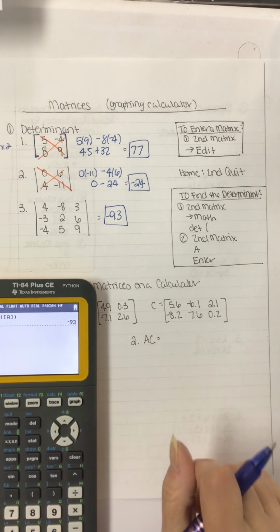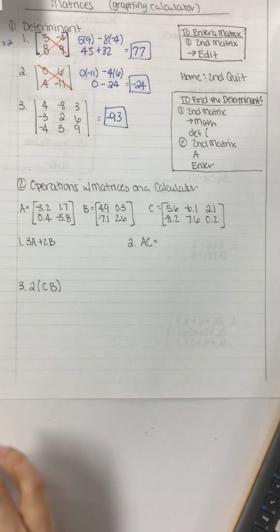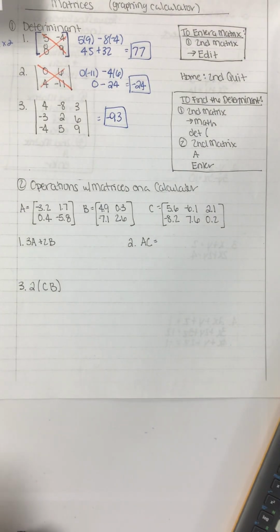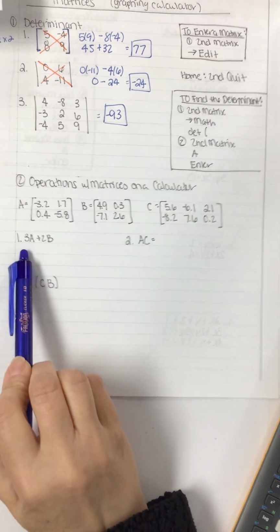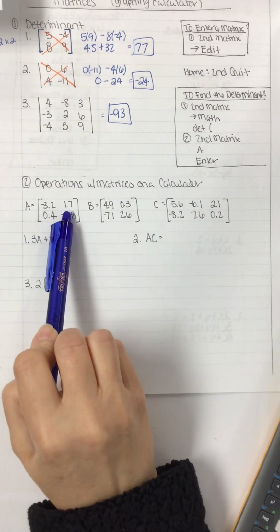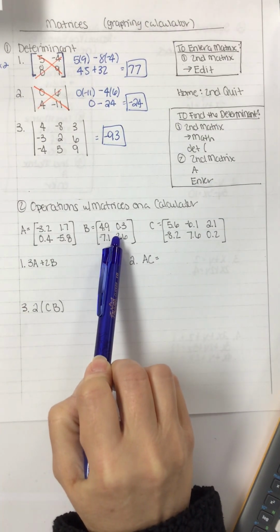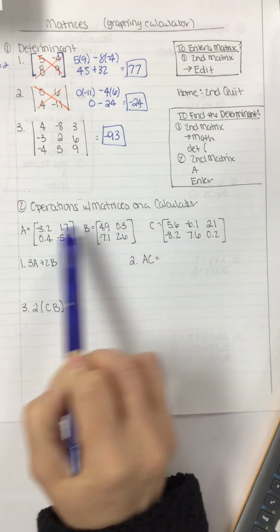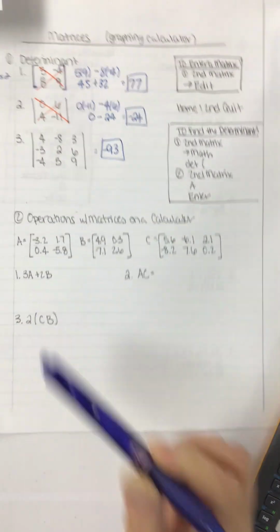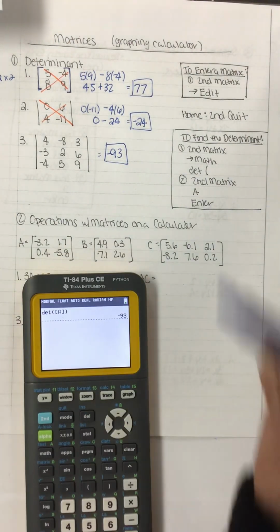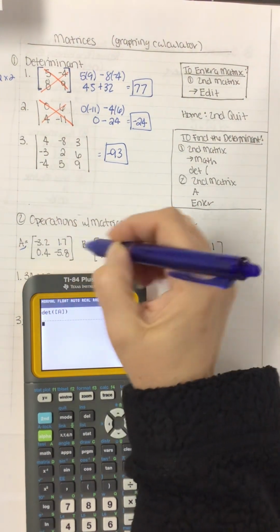Okay? Now, looking at the next piece, it says operations with matrices on a calculator. You did this by hand while I was gone, right? We added them, we subtracted them, we multiplied them. Yes? We're going to do this on the calculator. So you know how to do this by hand. You would multiply 3 times all of these elements. Yes? And we'd multiply 2 times all of these elements, correct? And then we would add our corresponding elements together. Do you agree?